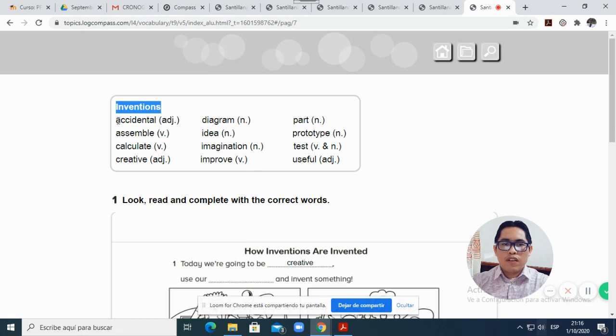Inventions, accidental, assemble, calculate, creative, diagram, idea, imagination, improve, part, prototype, test, useful. Okay? Also, you will have these words in the spelling bee list, so be ready to continue practicing.